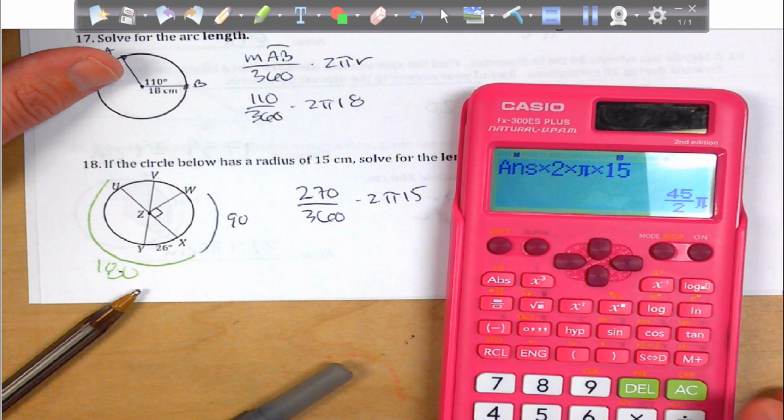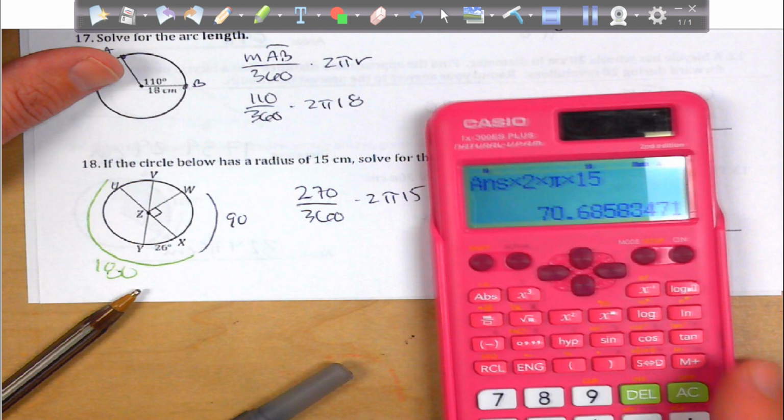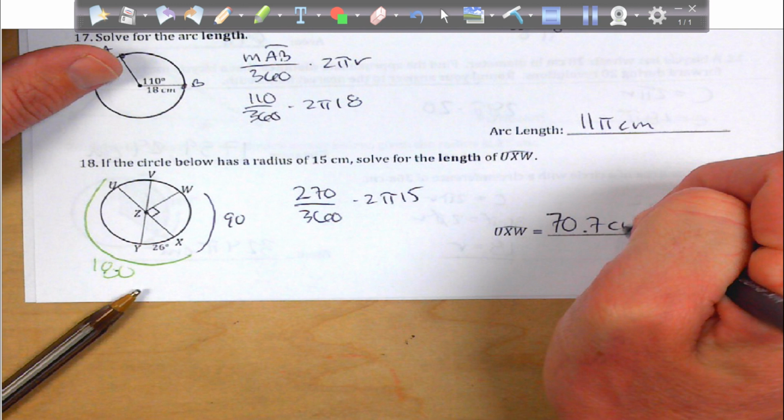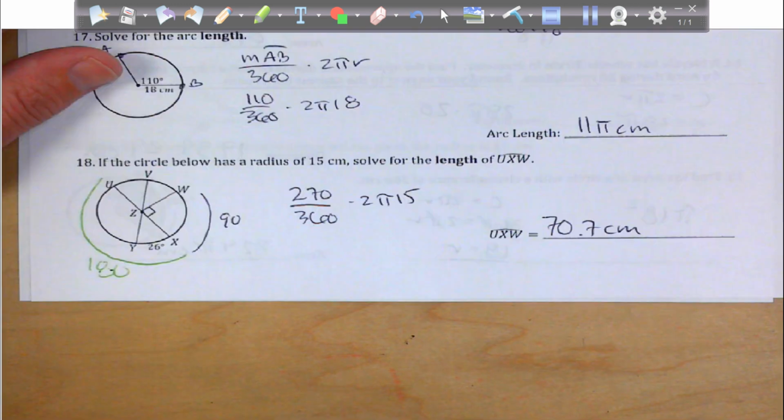And I get 45 divided by 2 pi. That one I'm going to round to the nearest 10. So 70.7 centimeters. And they're not square because they're not area, it's length.